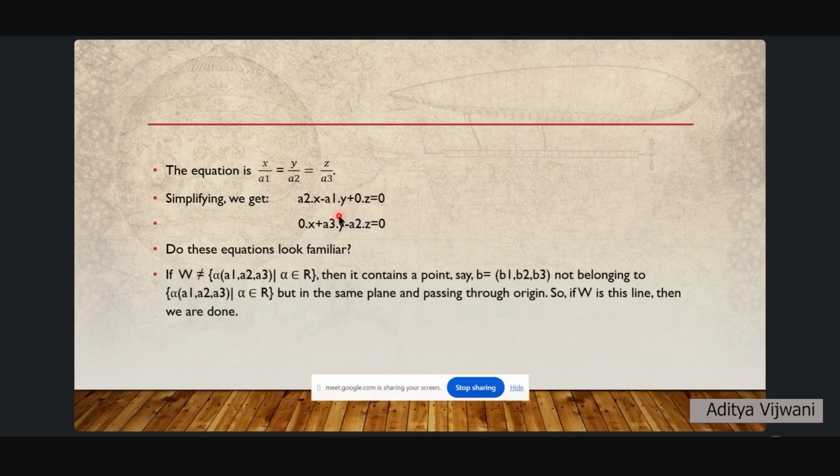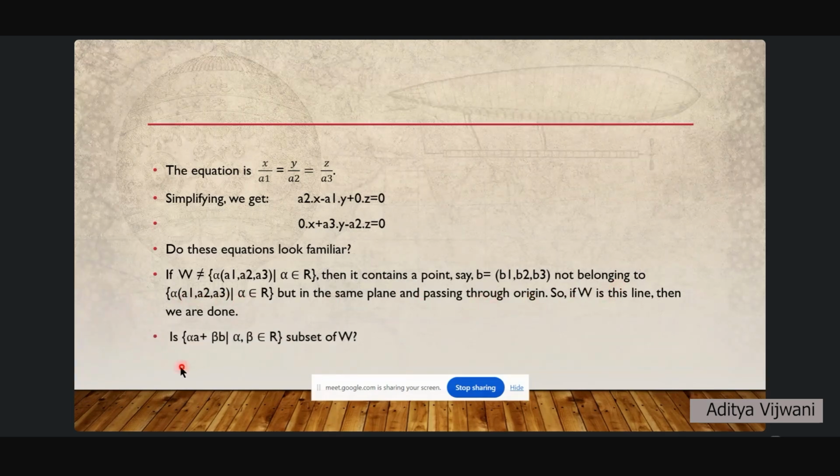So now, if W is not equal to alpha times (A1, A2, A3), basically, if W is not equal to this set, then it will contain a point (B1, B2, B3) which will not be in this set, right? So this means that (B1, B2, B3) will not be on that line joining (A1, A2, A3) and the origin, but it will be in the same plane, not on that same line on which (A1, A2, A3) was. And similarly, if W is this line, it will be a subspace and we are done.